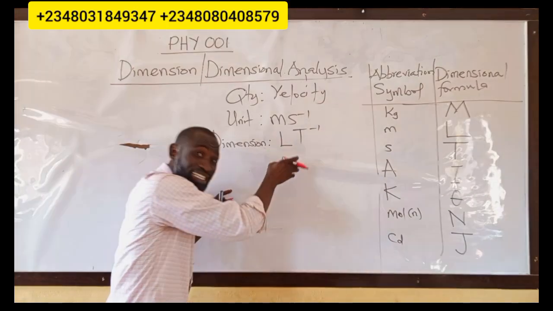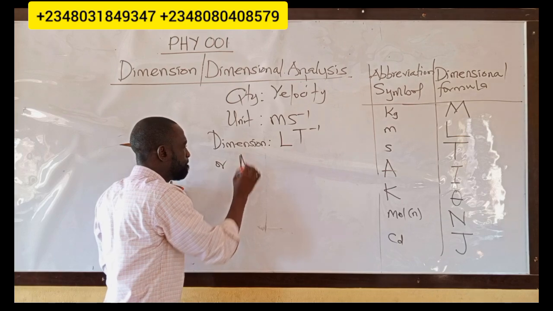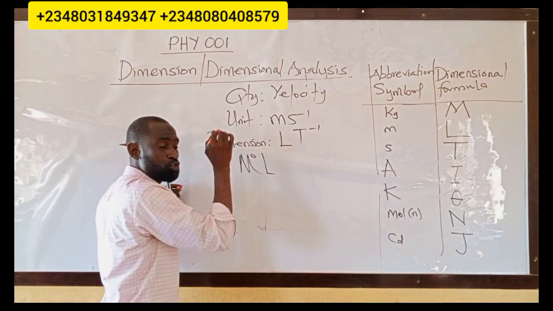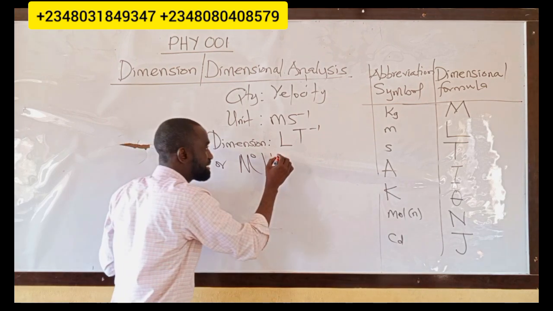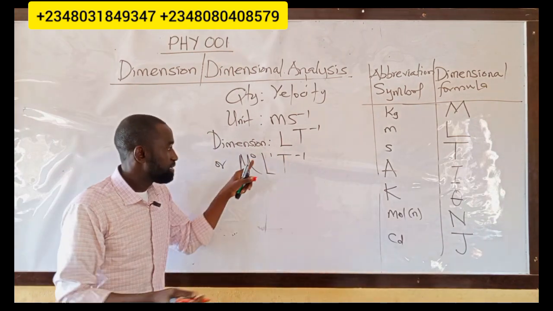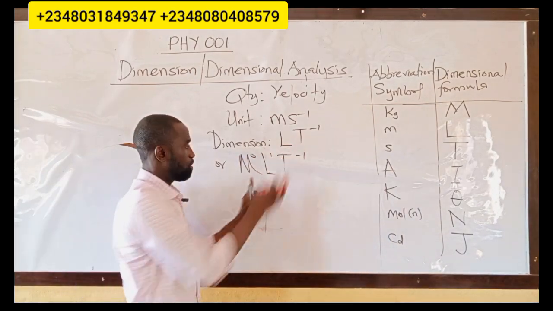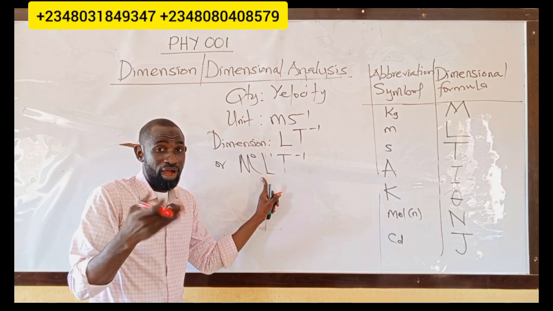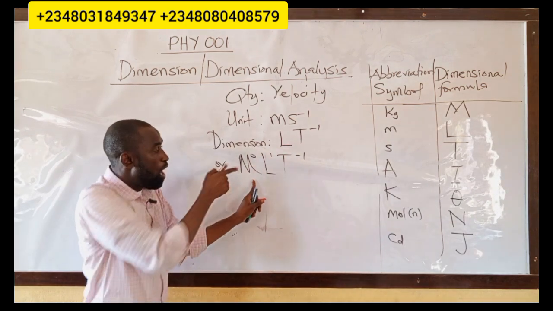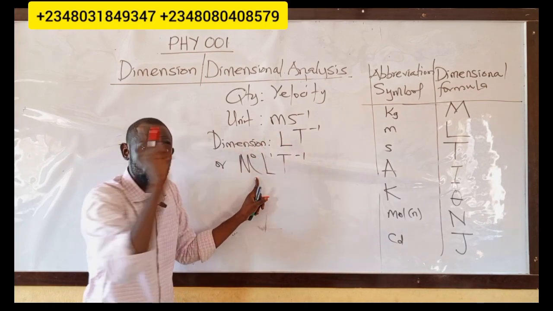Now look at this. It can be written like this, or I can write it like this: M raised to power 0, L raised to power 1, then T raised to power minus 1. So what are the powers? 0, 1, and minus 1. It can be written like this. Or in some questions, you won't see this, you will see this form. So it means the power of M is 0. That is why it is missing here. Anything raised to power 0 is 1.